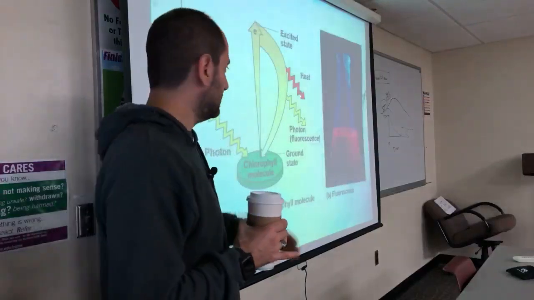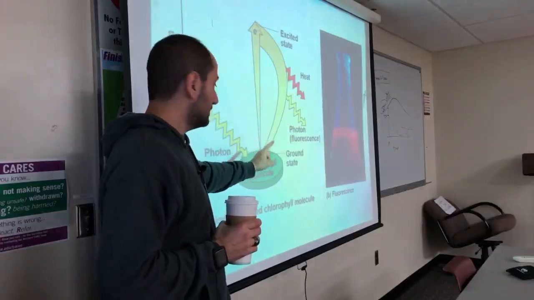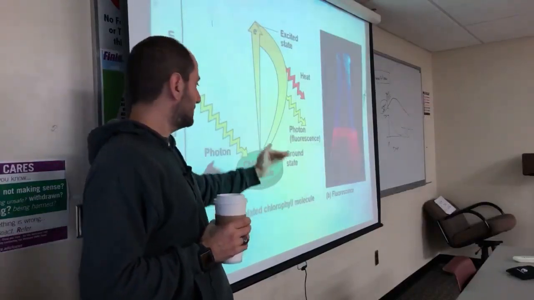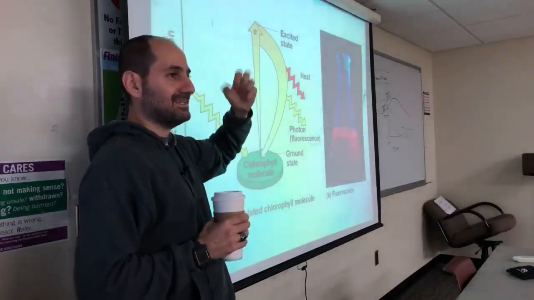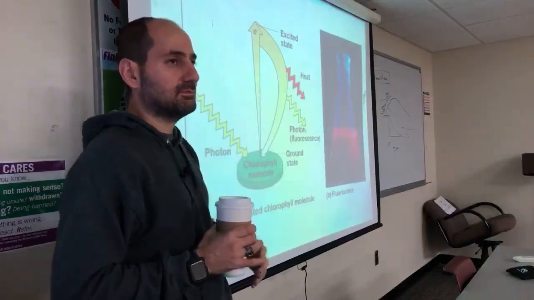Just good to understand that, again, sunlight or any kind of visible light hits the chlorophyll molecule and excites it. That means its electrons go to an excited state. And when the electrons go back to normal state, it releases a bunch of energy, right?